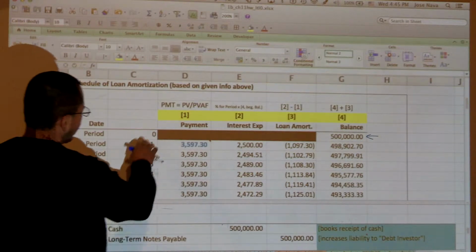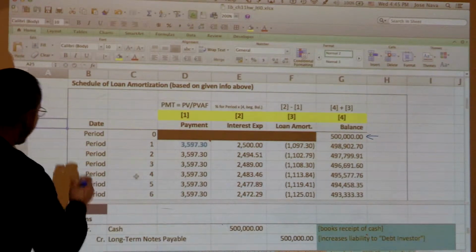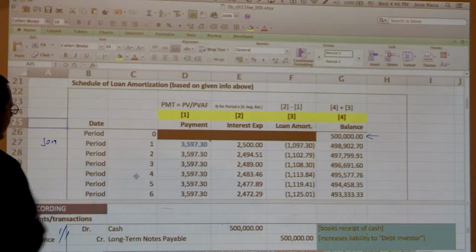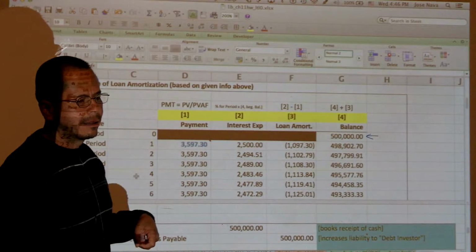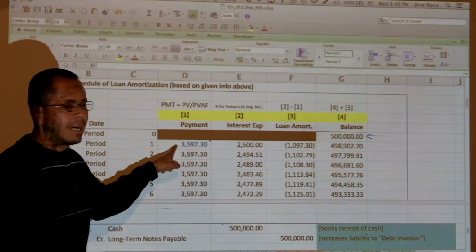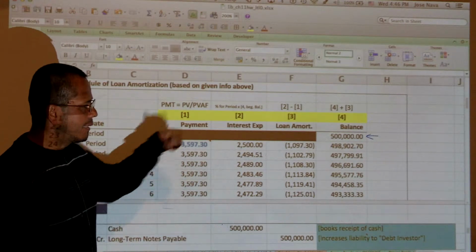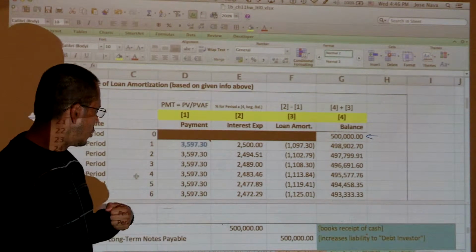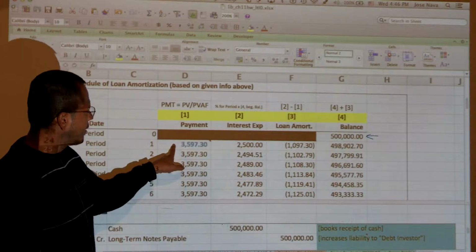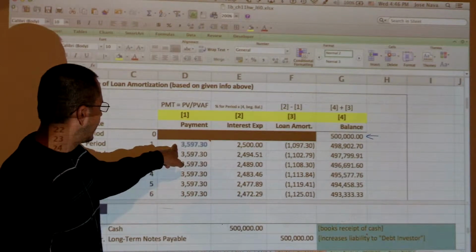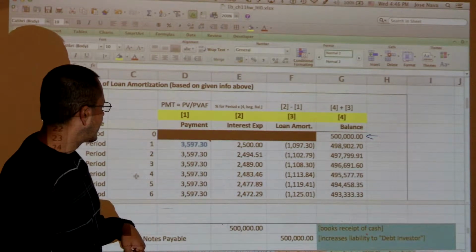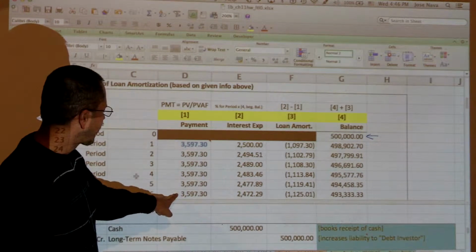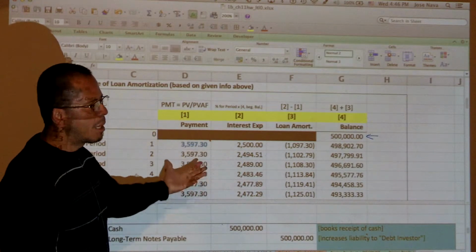Now, to begin with, let's talk about period number 1, which would be, in essence, the end of January. So after the first month, you would be paying the investor, the people that actually loaned you the money, an amount of $3,597.30. This is a fixed amount.